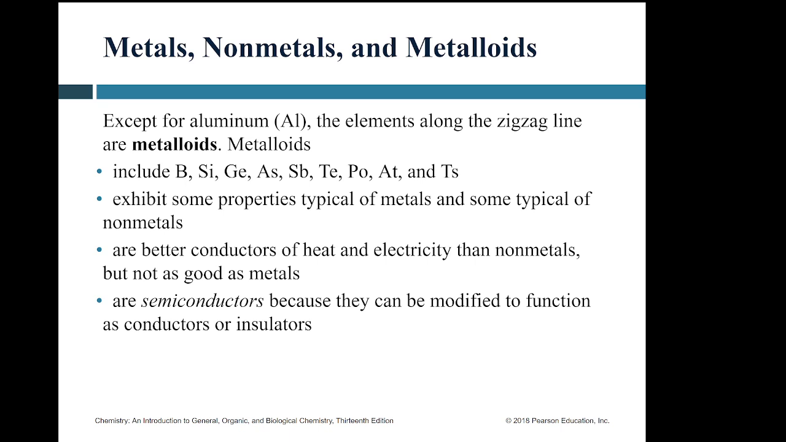Except for aluminum, the elements along the zigzag line are usually considered metalloids. That's the normal definition given to you by the book. Just know that everything that touches that line has a bit of both properties. It's on that cutoff point where you could argue, and so they oftentimes do get argued on and off of the metalloid series. But they're going to include these according to your book here. They're going to exhibit some properties that are typical of metals and some typical of nonmetals.